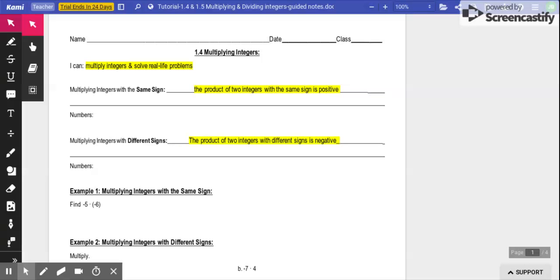Guys, so today we are going to talk about section 1.4, multiplying integers. So today's I can statement is: multiply integers and solve real life problems.